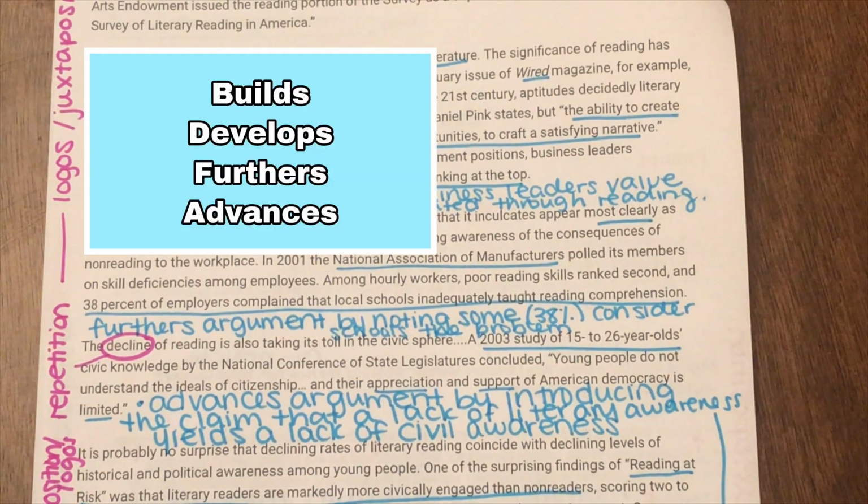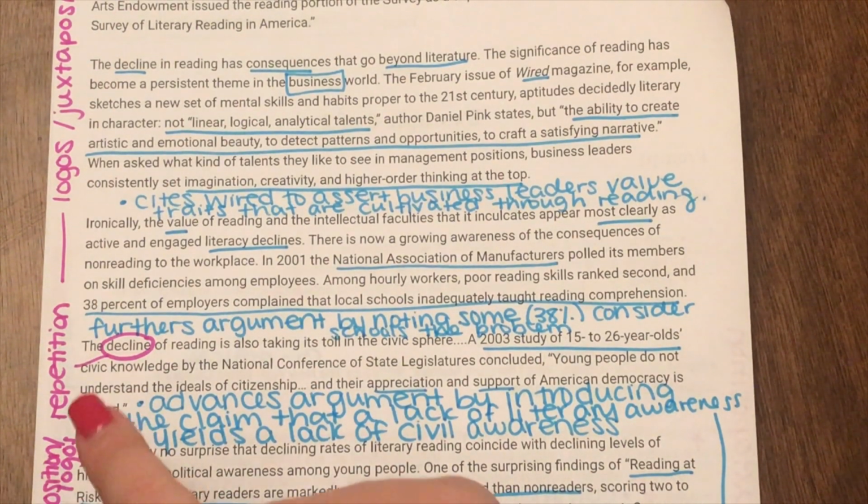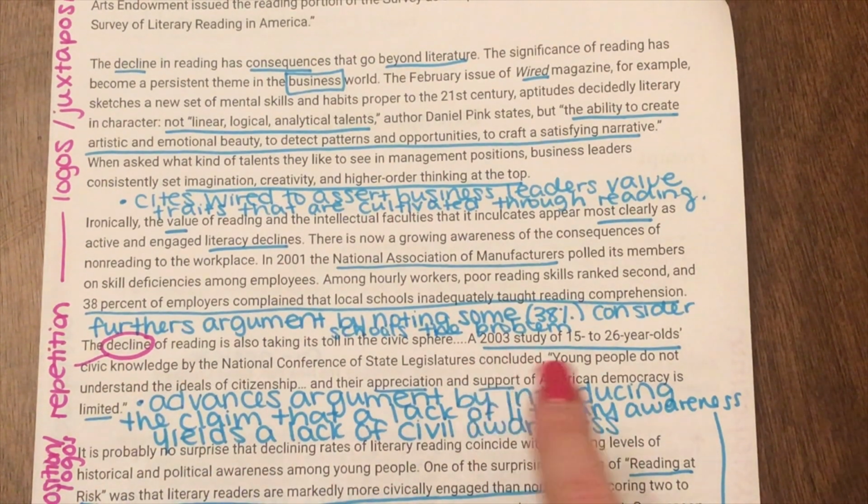So build, develop, advance, those are all words that we can be using here. So he's building his argument through a series of surveys. He's using evidence from different sources to bolster the credibility of his claim. I also noted repetition. We've got the word decline used several times. We have another study here.